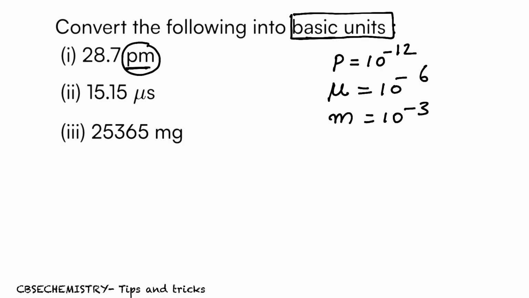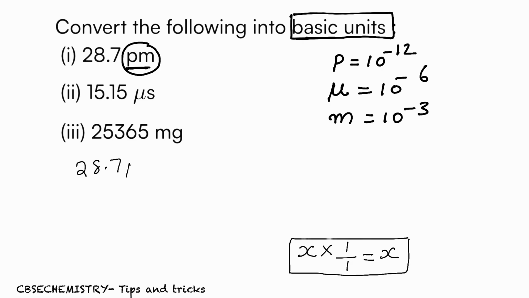Before moving to the numerical, remember this. X into 1 by 1. So I multiply x with a fraction which is 1 by 1. You will definitely get x. All of you know this, right? That much easy thing. Now listen. Coming to the first question.